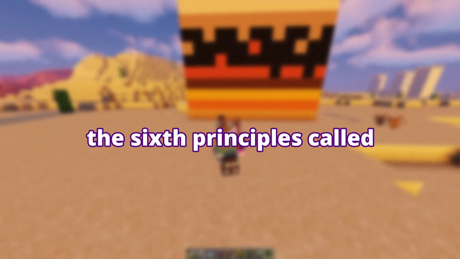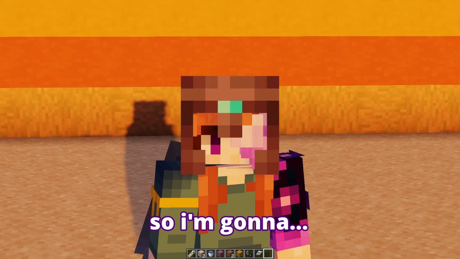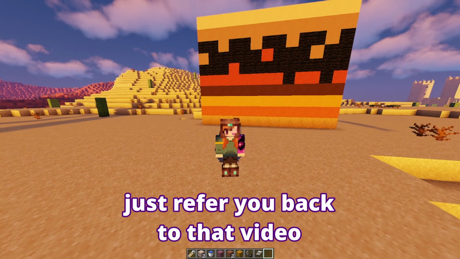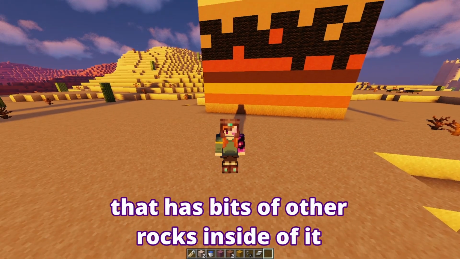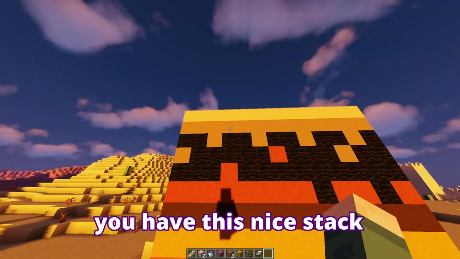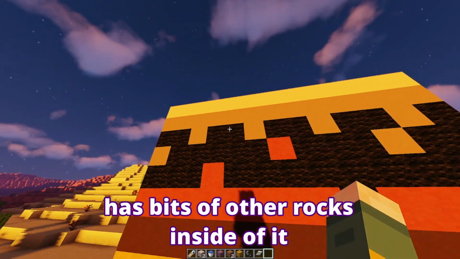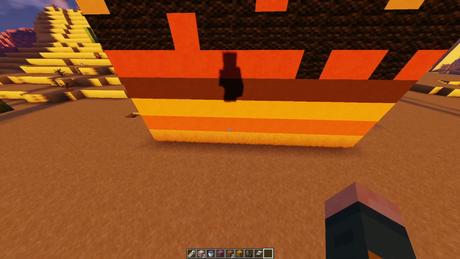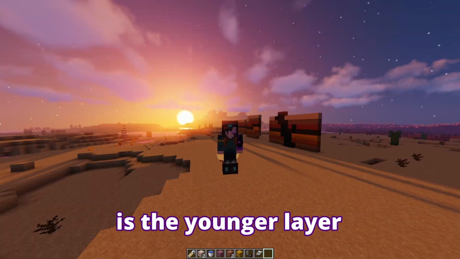The sixth principle is called the principle of inclusion. I also have that in that video, so I'm going to just refer you back to that video. But that one states that if you have a rock layer that has bits of other rocks inside of it, so like look at this. You have this nice stack, but then you have this weird black bit, and this black part has bits of other rocks inside of it. That means that these bits came first, and this new black layer is the younger layer.